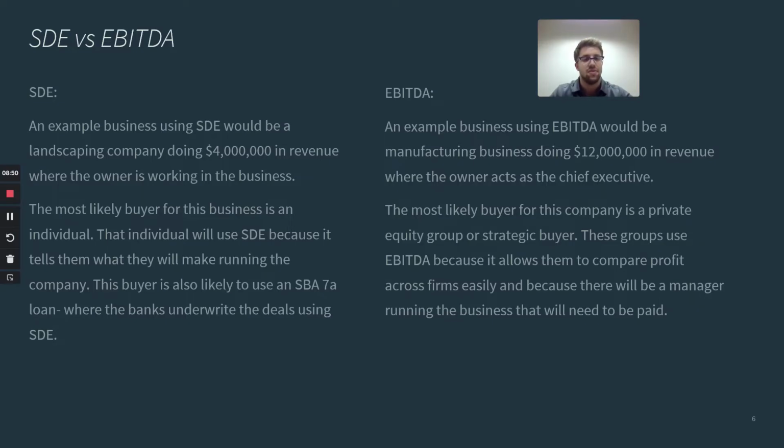An example of a business that would almost certainly be valued using EBITDA is a manufacturing business that does $12 million in revenue. That business is almost certainly going to go to a private equity group or a strategic, and that's going to allow those groups to compare evenly across different potential targets, and it's also going to make the multiples make sense, because most of the comps that we'll find in the next video are going to be based around an EBITDA multiple for businesses that size.